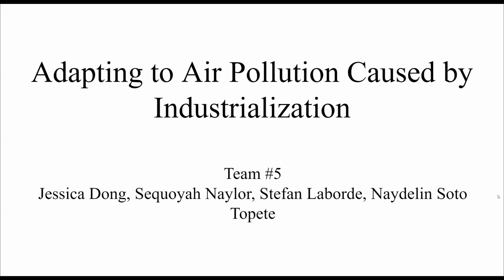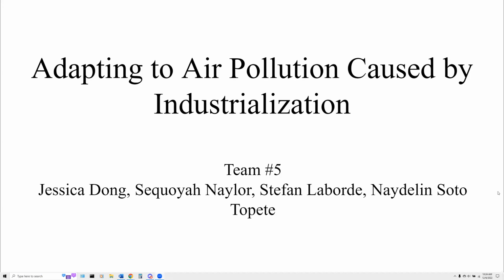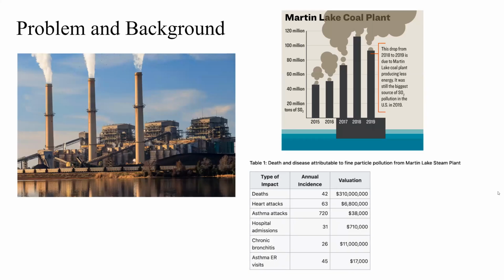And the problem that we're addressing is adapting to air pollution caused by industrialization. With the increase in industrialization, we've had to grapple with the effects of the increase in air pollution and decrease in air quality. This is the Vistra Martin Lake Power Plant in Rusk County, Texas. It is considered to be the worst polluter of sulfur dioxide in the nation.